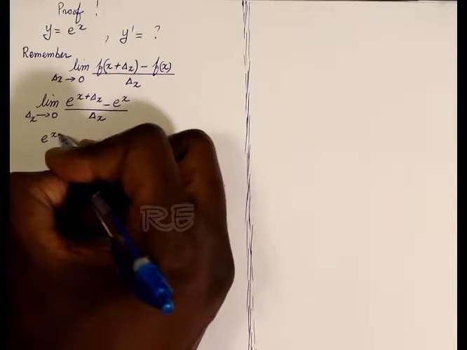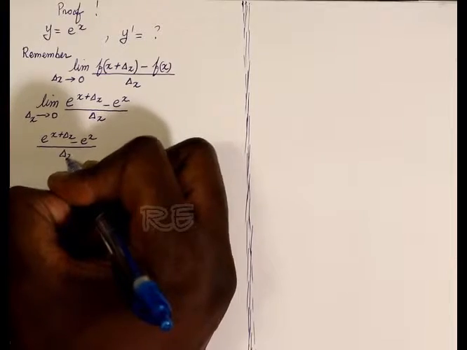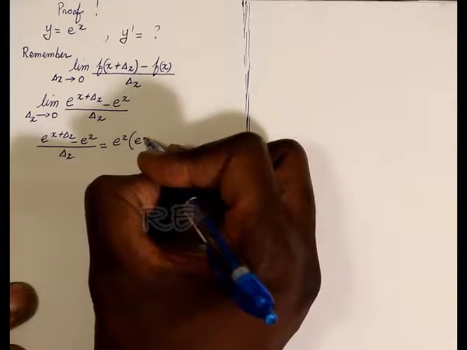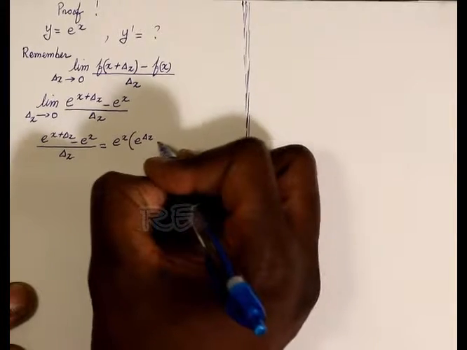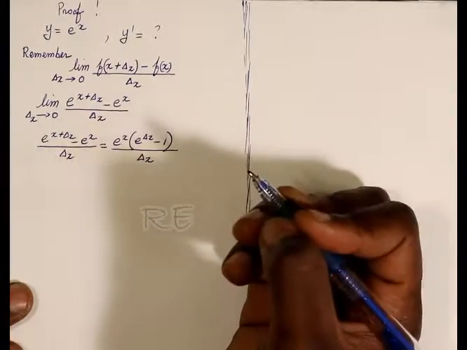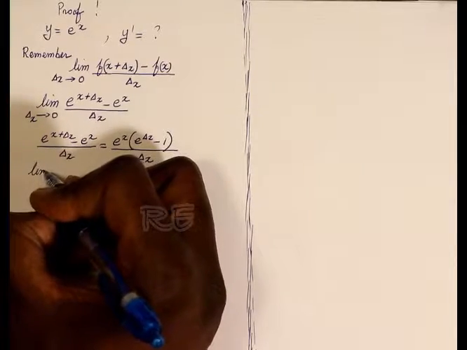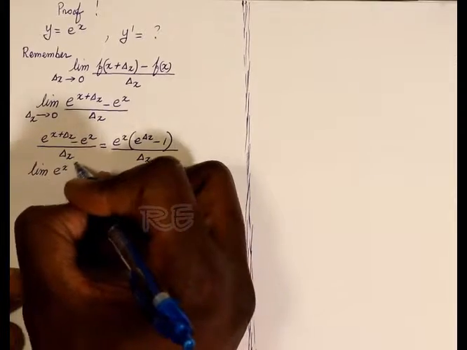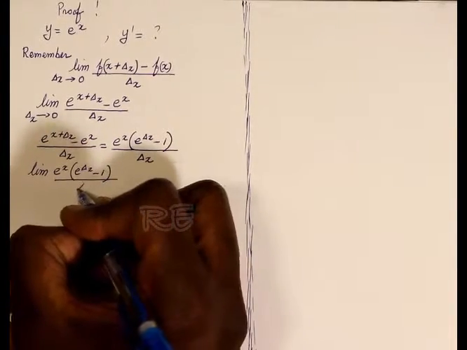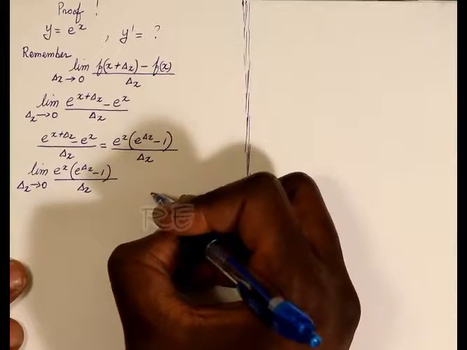We are going to do some algebraic manipulation with the fraction. We'll go back to the limit. Now, let's factor out the e to the x. We'll get e^x times e^(delta x) minus 1, divided by delta x. We can therefore rewrite the limit as the limit of e^x times (e^(delta x) minus 1) over delta x as delta x approaches 0.